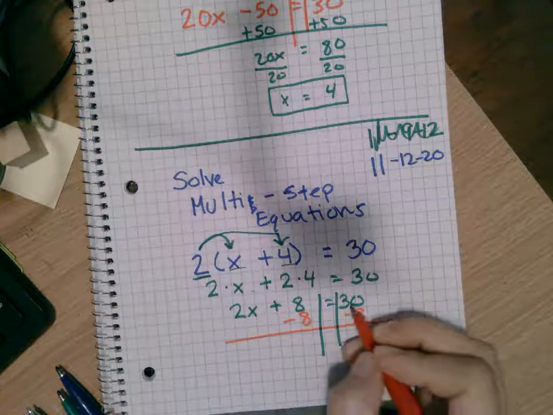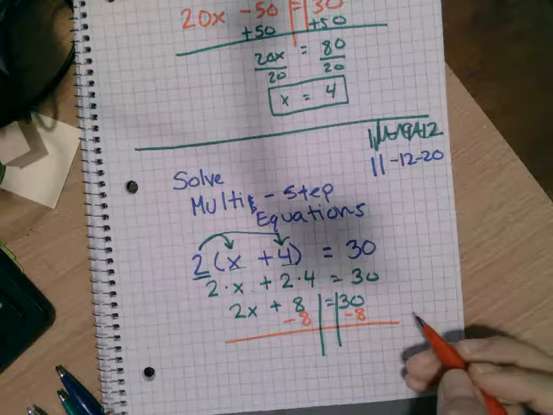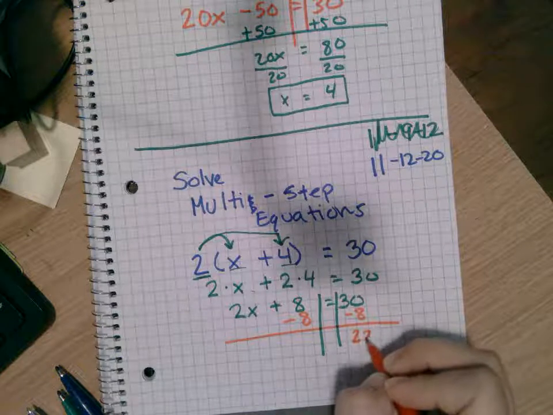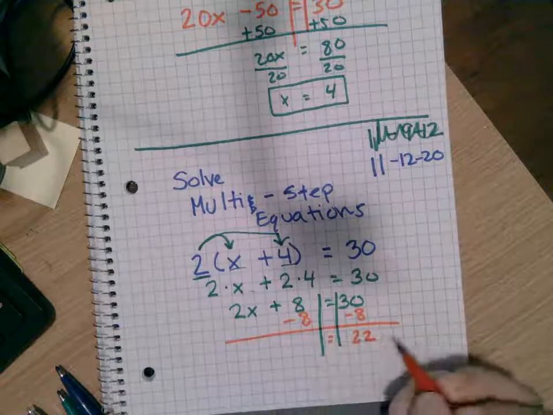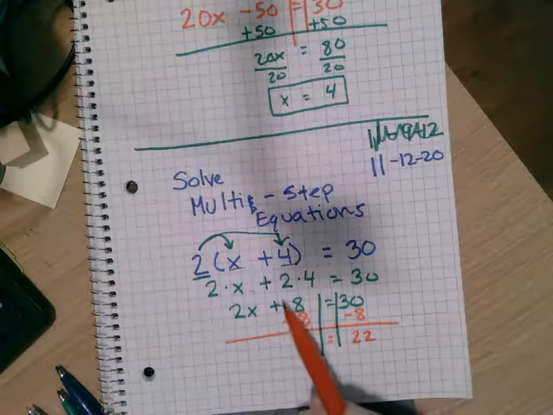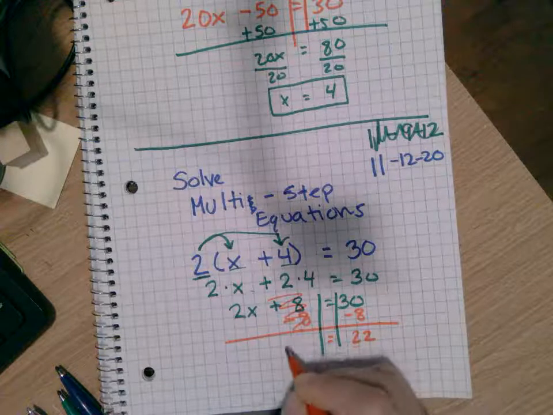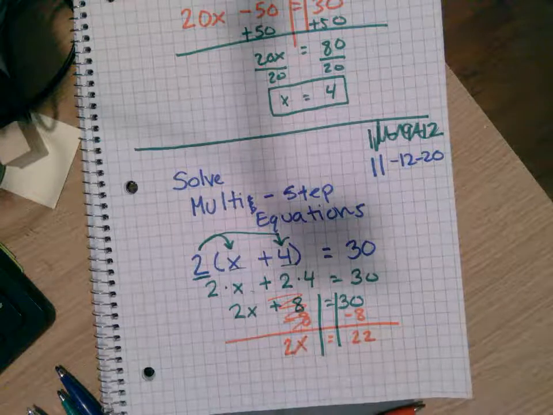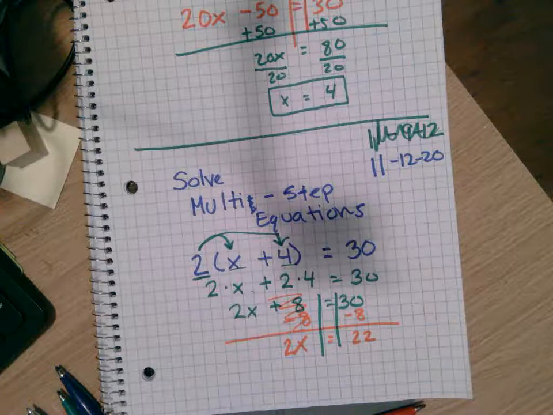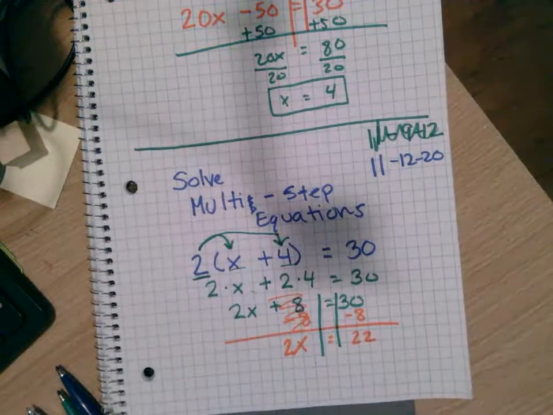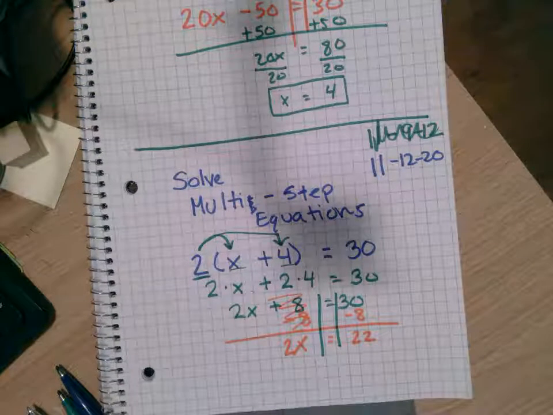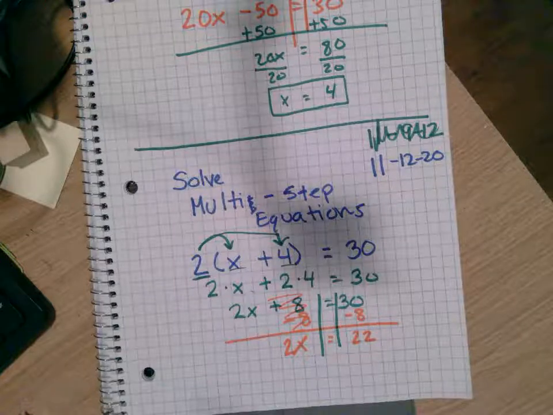All right. So what's 30 minus 8? 22. 22 on this side equals what's left on this side. Over here, we got rid of all of this. We're just left with 2x. How do I move the 2? How do I get rid of the 2? Divided by 2. Beautiful. I love it, guys.